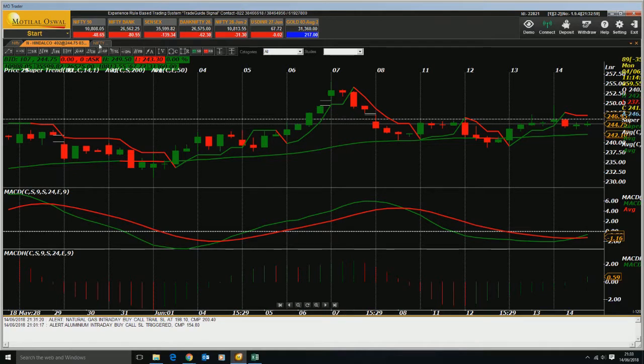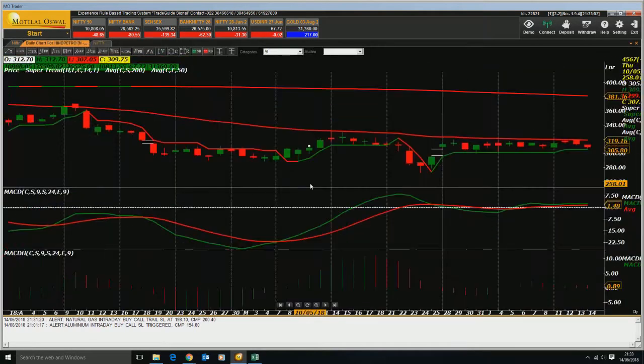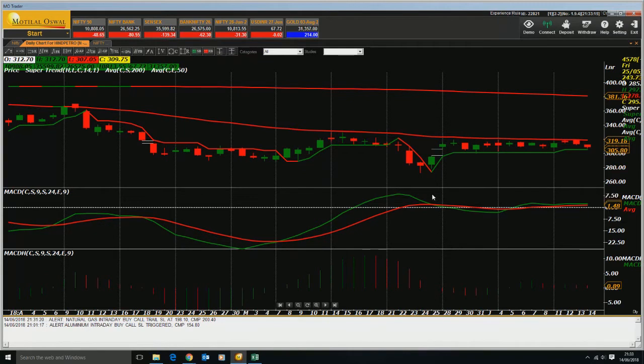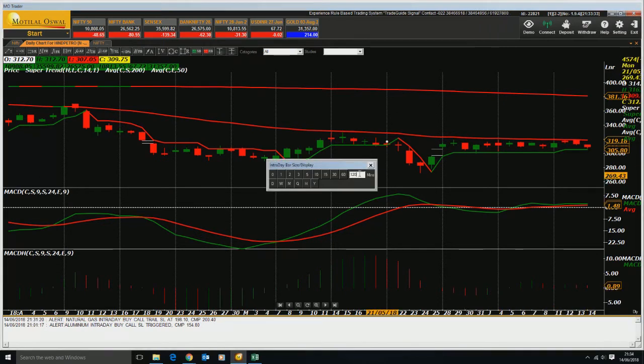Hind Petro, on a daily time frame, it's more or less very much sideways, no trend as such. And you see, when you see those two MACD averages just more or less overlapping with respect to each other, that's a confirmed sideways market signal, right? And you can see also the MACD histogram as well. But let's see on 120.